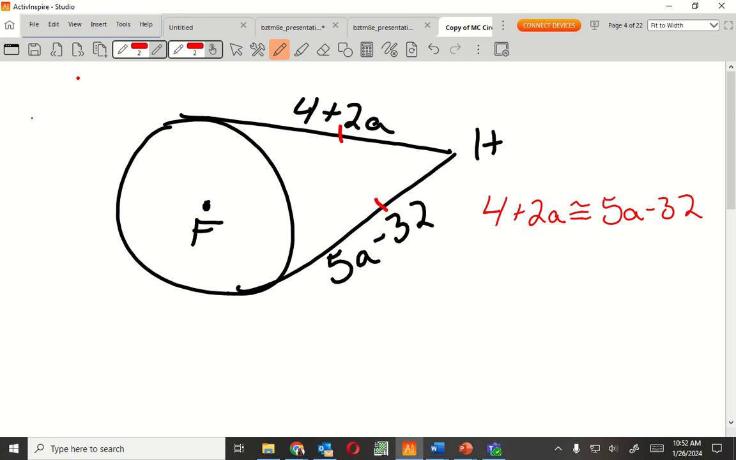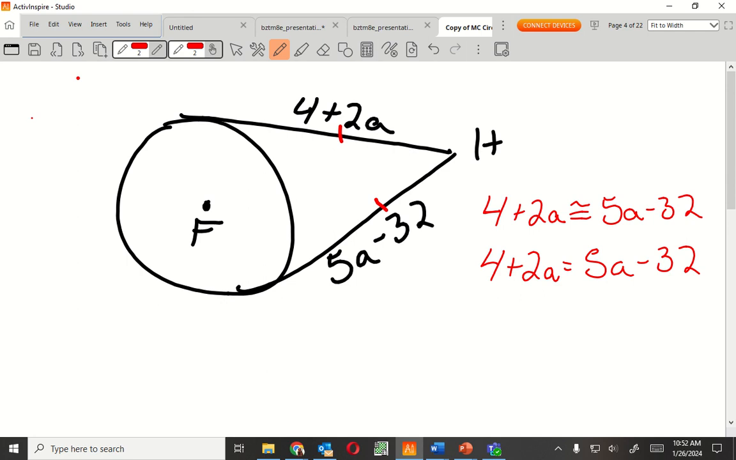So I can write this out as 4 plus 2a equals 5a minus 32. Now it just turns into algebra. Now I'm going to try and solve for a. I want to get my a by itself. Always. We're trying to get this by itself. So I'm going to do some moving it using the golden rule in math.